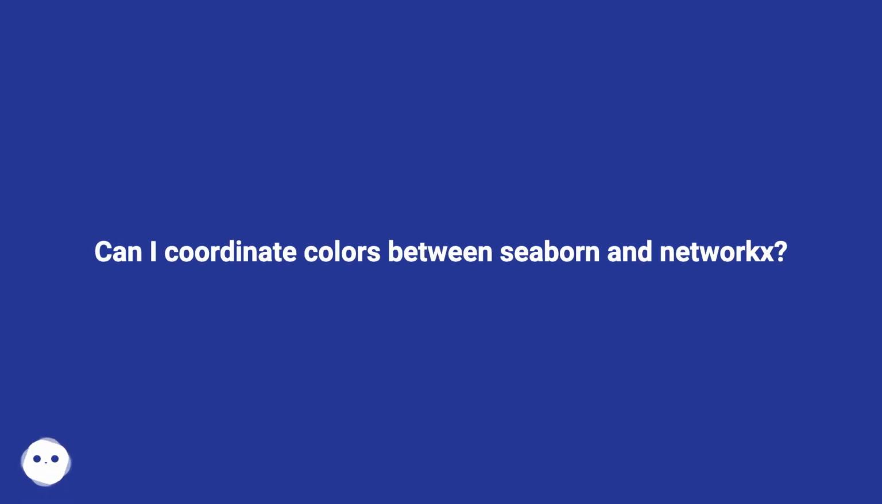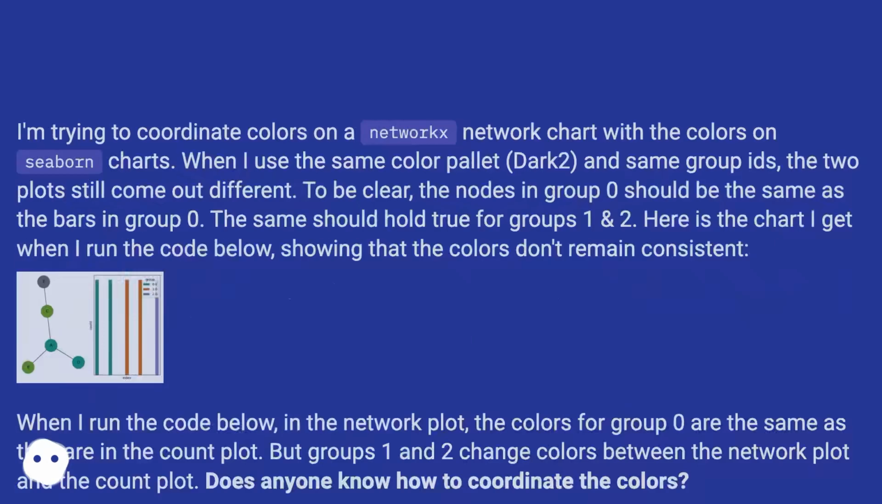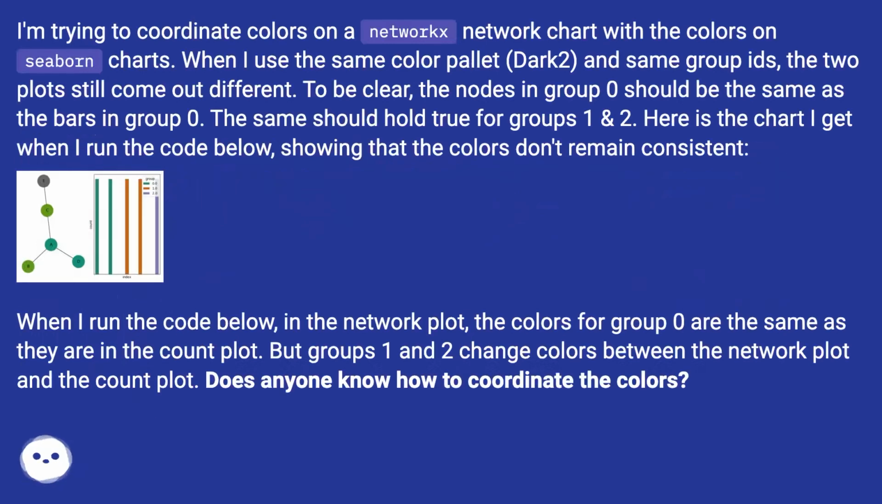Can I coordinate colors between Seaborn and Network? I'm trying to coordinate colors on a Network chart with the colors on Seaborn charts. When I use the same color palette, dark 2, and same group IDs, the two plots still come out different. To be clear, the nodes in group 0 should be the same as the bars in group 0. The same should hold true for groups 1 and 2.